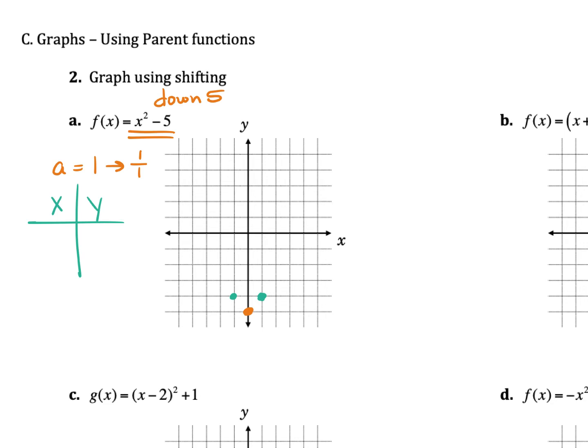Do you see why 2 is great? We already have 0 for our X value. We have 1 for our X value, so the next best one is 2. So if I plug in 2 for X, I'm saying 2 squared minus 5. Okay, so 4 minus 5 is -1. So I'm going to plot one more point at 2, -1.